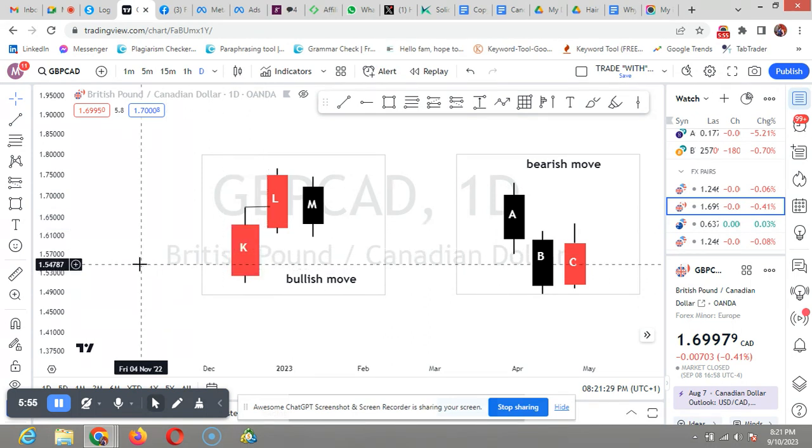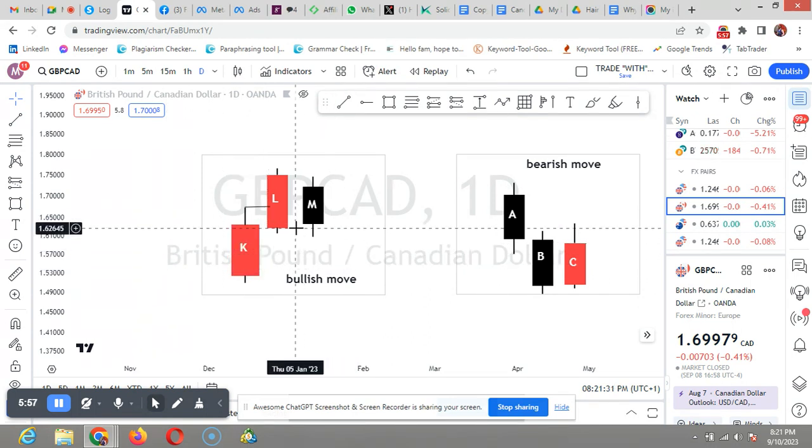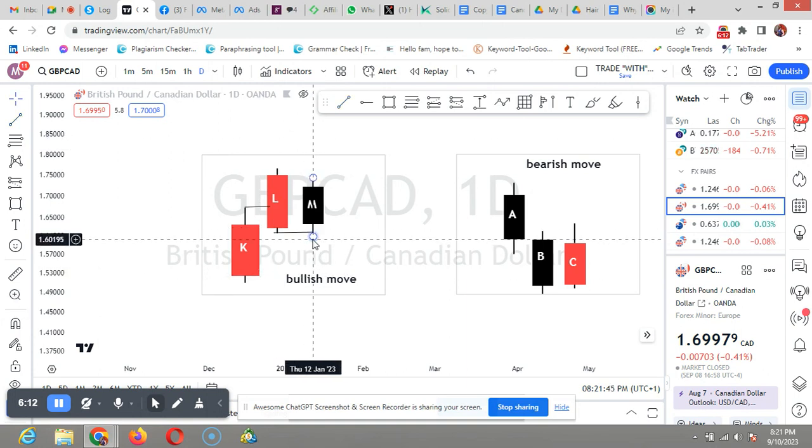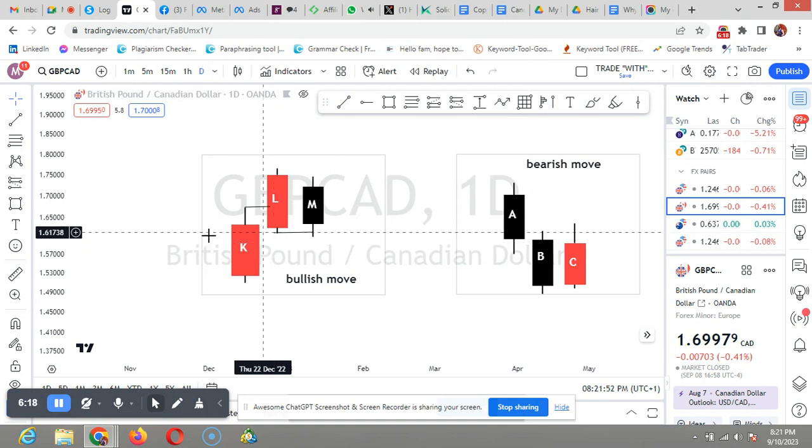Now, what will be a sweep is simple. Take a look at this M candle. This M candle actually swept the low of this L candle with just a wick and not the body. So a sweep of a candle would be the wick taking the low of a candle. I hope this is clear.